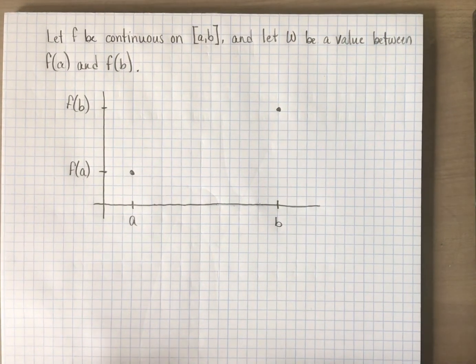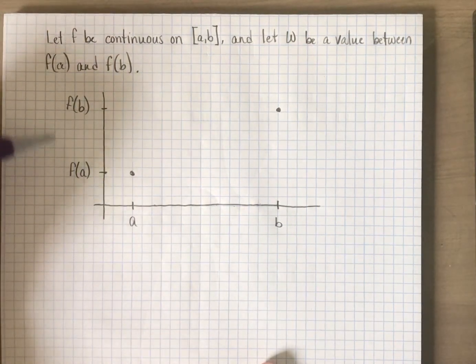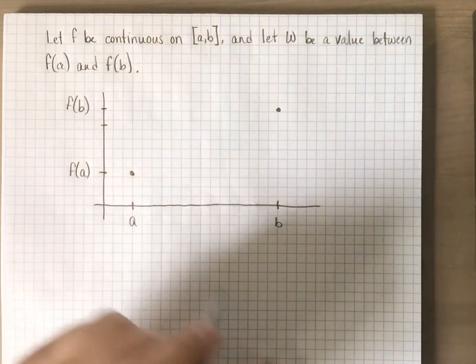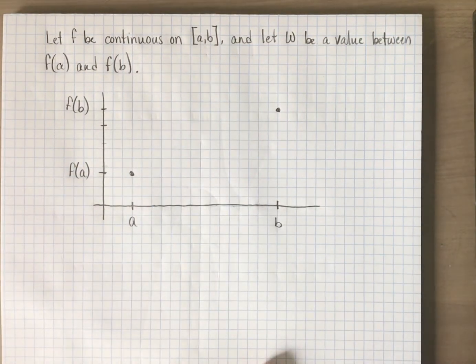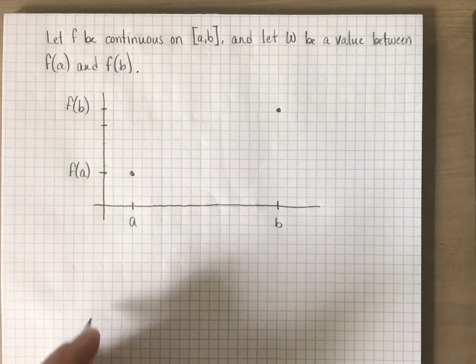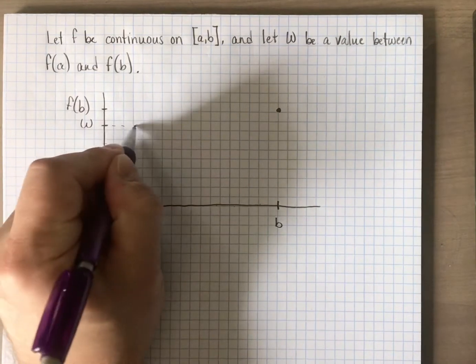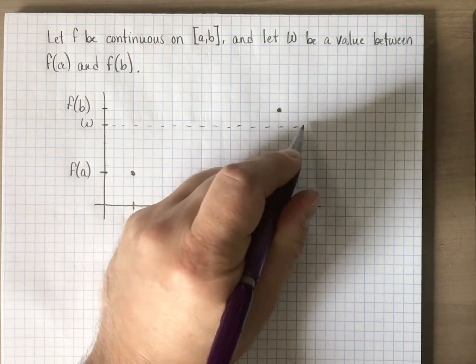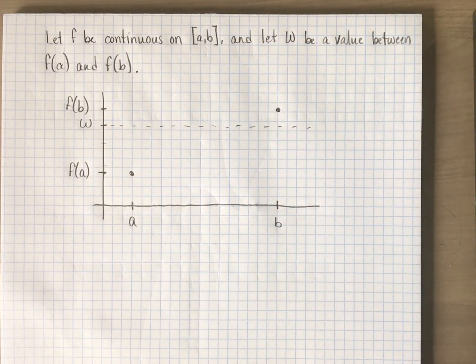Now, w is a value between f of a and f of b. W can be any value in here. W could be here. W could be here. W could be here. W could be literally any value in between them. So I'm just going to pick this one at random. This dashed line represents every possible y value of w. Every point in existence that has a y value of w.